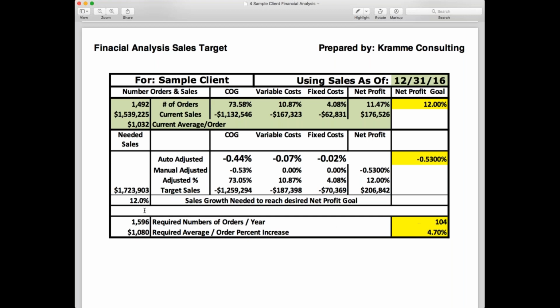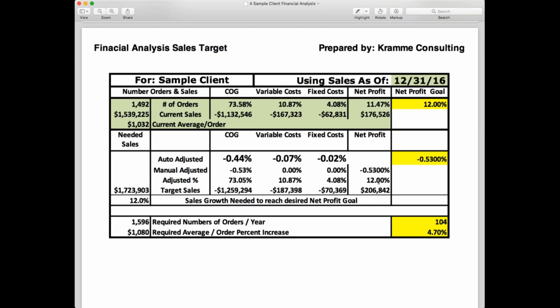So all of those together says that the number of orders is going to go up from 1492 to 1596. That's the 104. And the sales are going to go from 1.54 to 1.7. That represents the 4.7% growth. And then the costs are going to be held static at these percentages for the variable and the fixed. And the cost of goods is going to come down from the 73.6 to 73.1. That's going to produce a net profit.